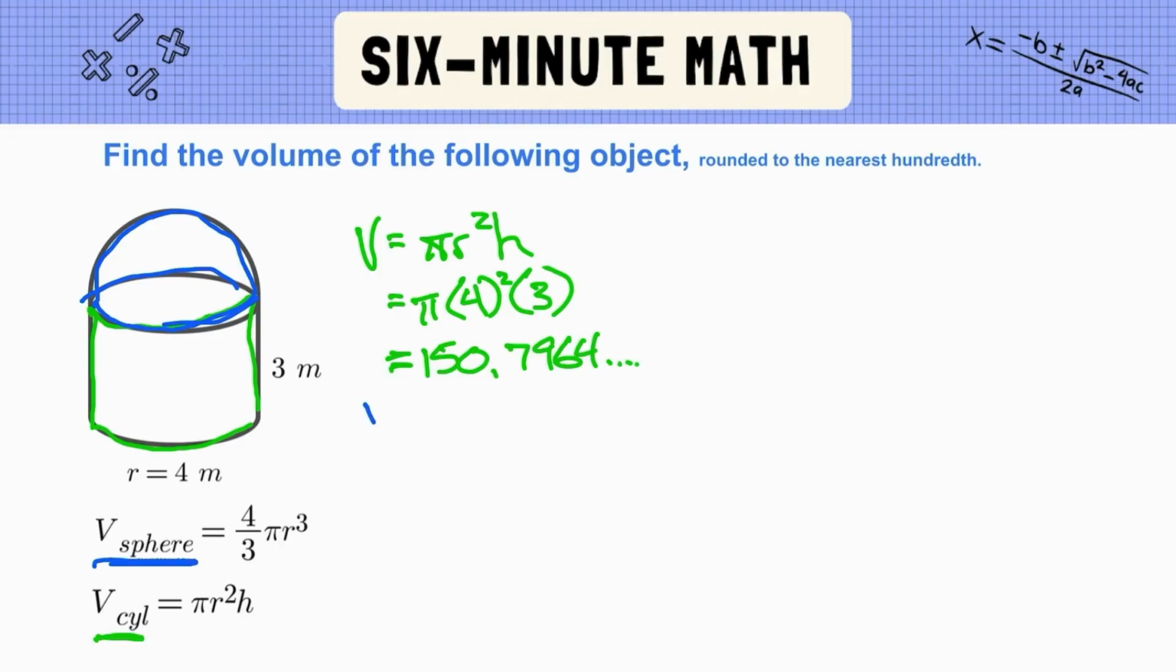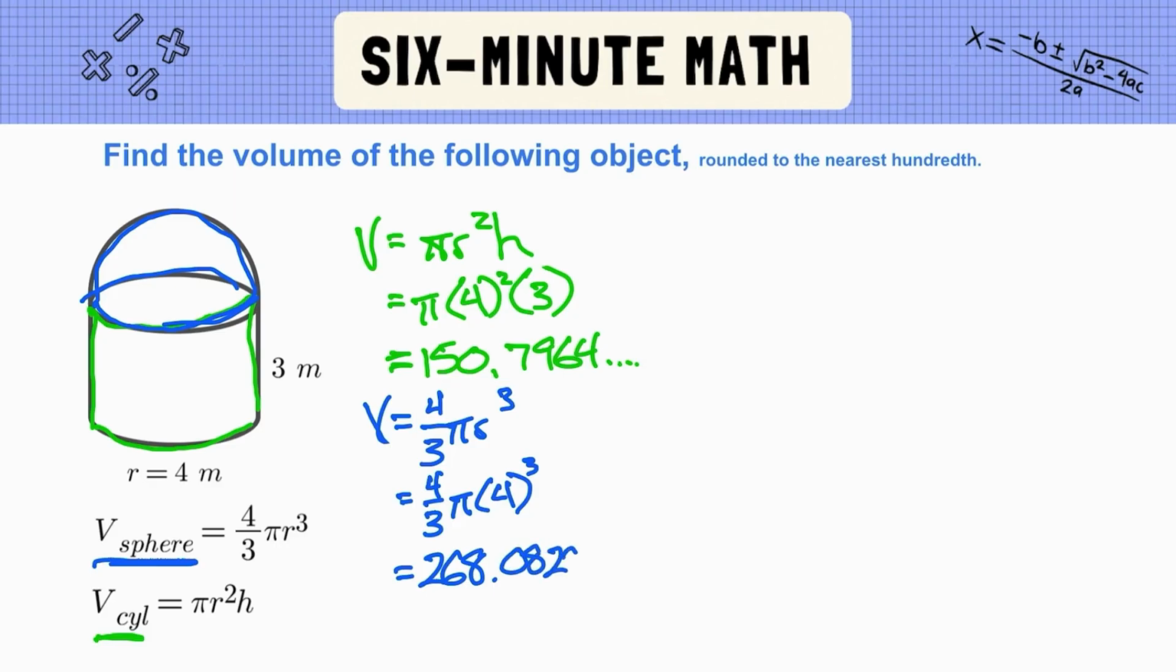Then I'm going to find the volume of that half sphere. To do that, I'm going to use the volume of the full sphere. So we have 4/3 pi r cubed, which is the same as 4/3 pi times that radius of 4 cubed, giving me a sphere total volume of 268.0825.